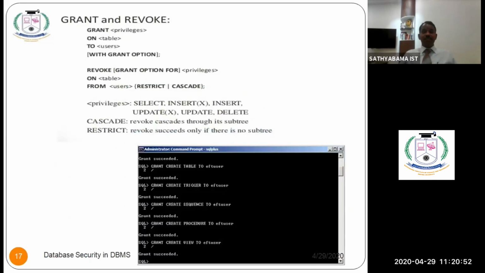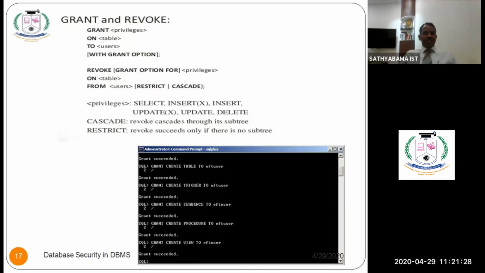This is table, which means it is in terms of relation level security. So on table, to roles, that is to users, right? For a simple example, you can take that. In that example, we are giving like this: grant create, which is a privilege, that is a DDL command, create table to some users. Similarly for triggers, triggers will make an action based on the event, and create sequence or procedure, view, anything can be created. So create allows providing exact privileges to the users who play different roles.